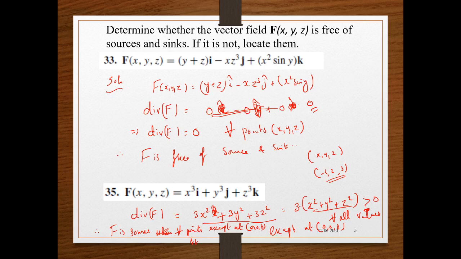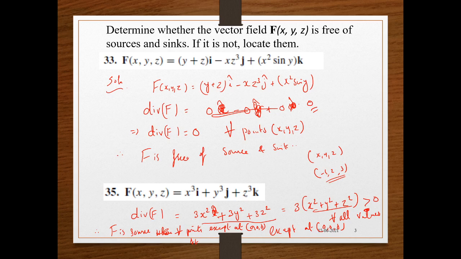Anybody have any doubt? So what we have to do is find the divergence and check at which points the divergence of f is positive, negative or 0. The points at which div f is positive are called sources, the points at which div f is negative are called sinks, and where it equals 0, it's called free of source and sink. So we can easily find a source and sink by using divergence. If you have any doubt, you can ask me.